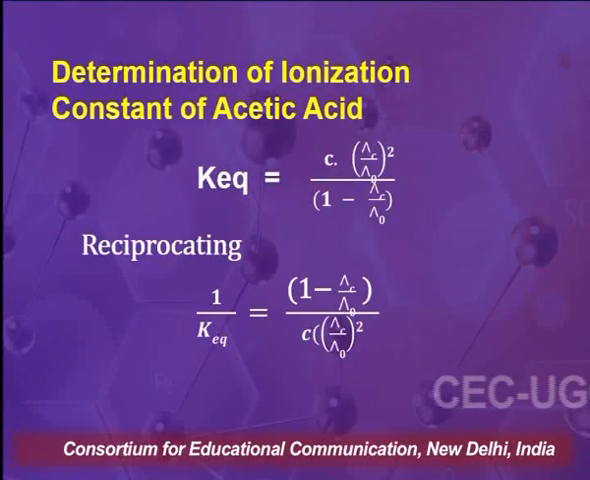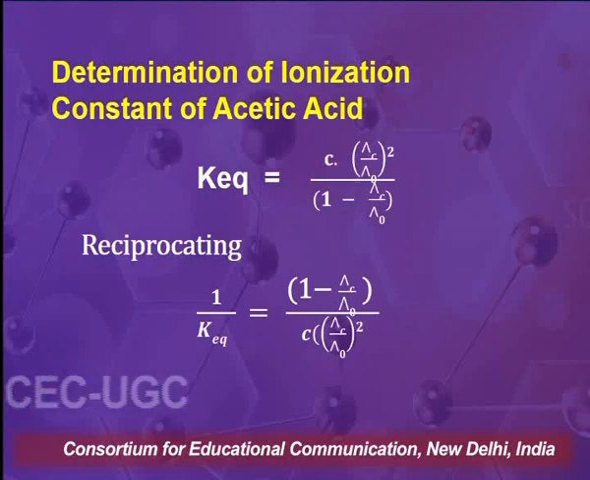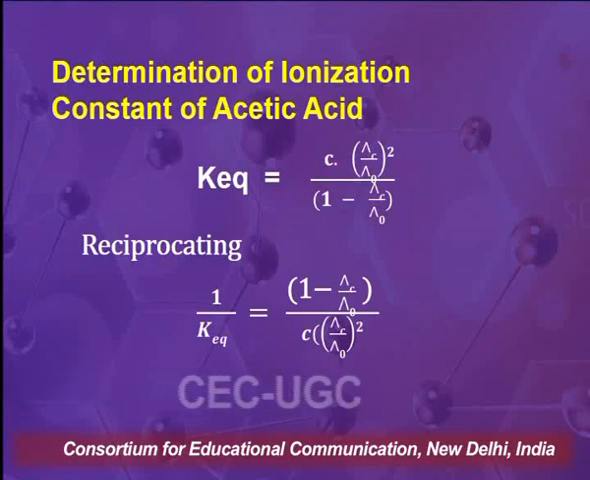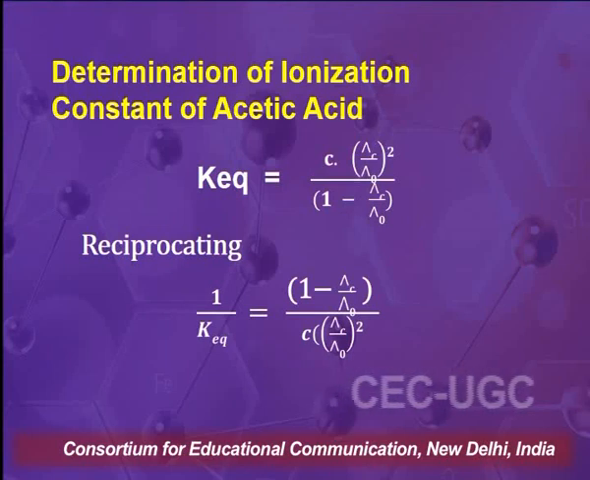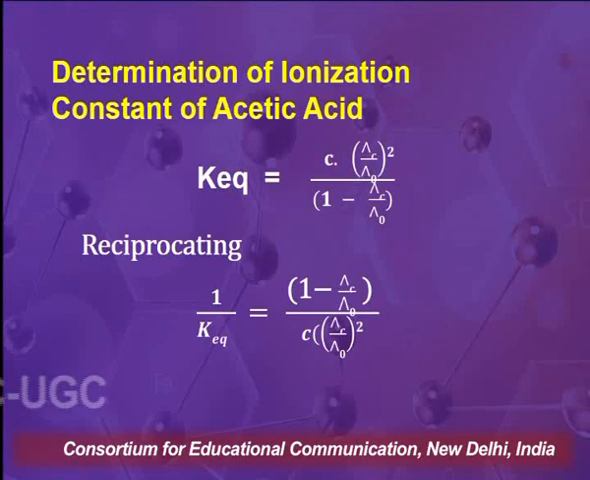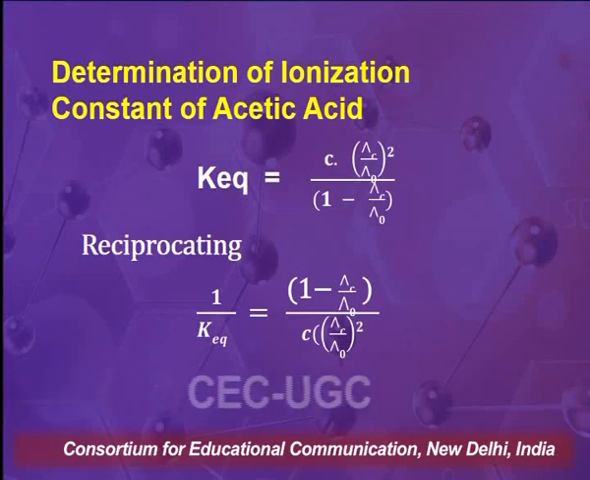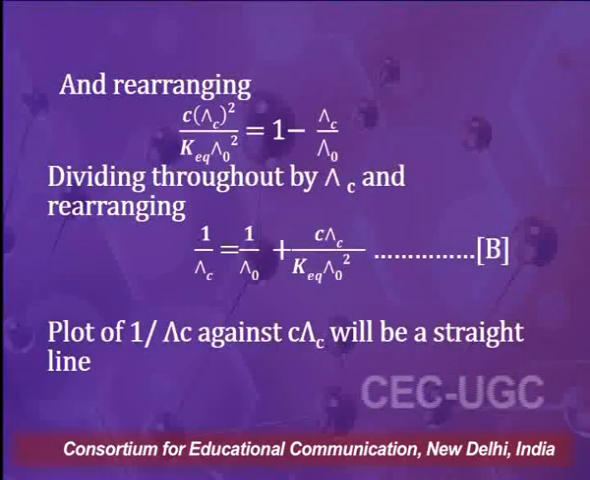Determination of the ionization constant of acetic acid: we can use this equation, K equilibrium is equal to C into lambda C by lambda naught whole square divided by 1 minus lambda C by lambda naught. Reciprocating this equation, we can get 1 by K equilibrium is equal to 1 minus lambda C by lambda naught divided by C into lambda C by lambda naught whole square.